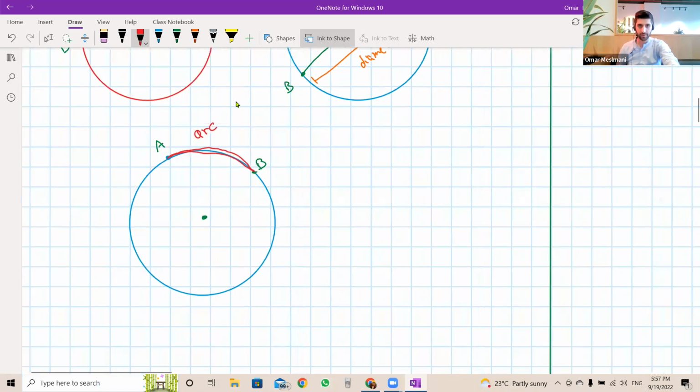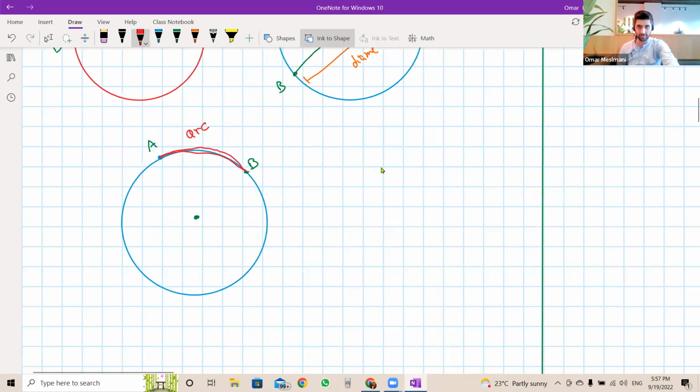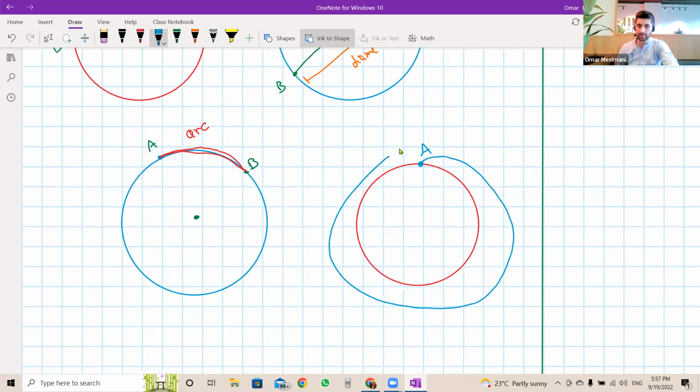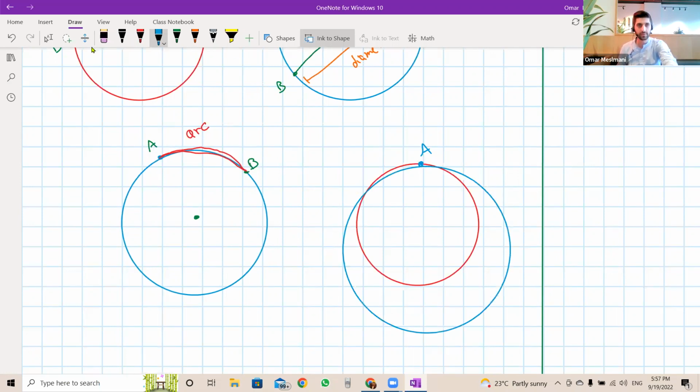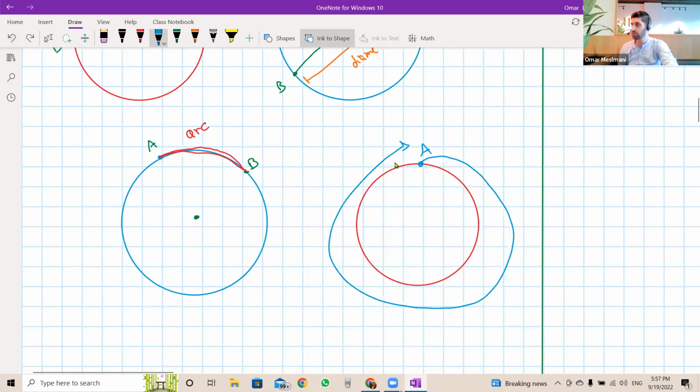What if I have a full arc? If I have a circle, a full arc from A until A, what is it? It's giving me the circle again. What do we call the full arc from a point A, going all the way around to the other point A? We call it the circumference.